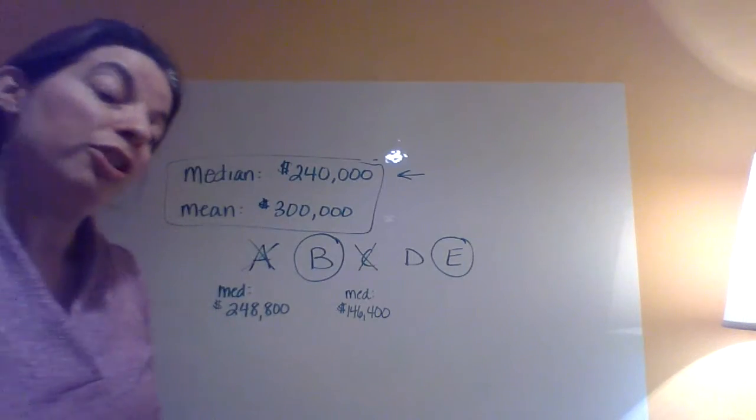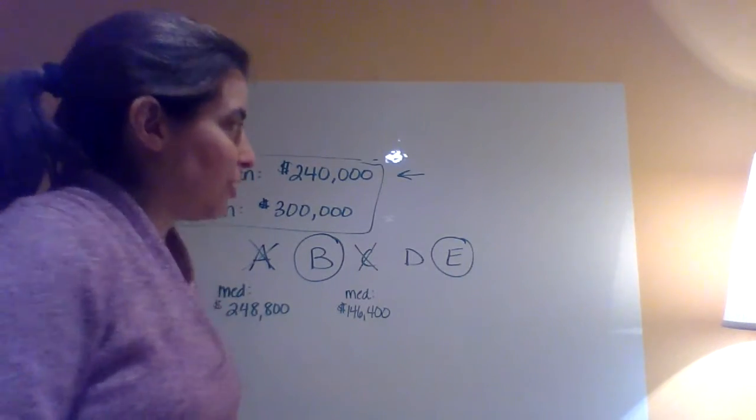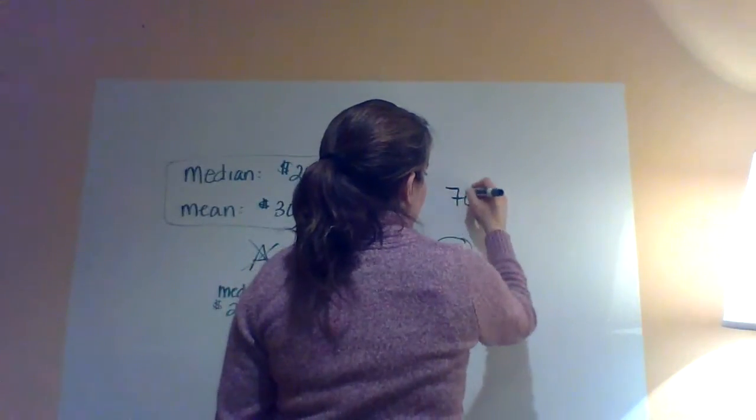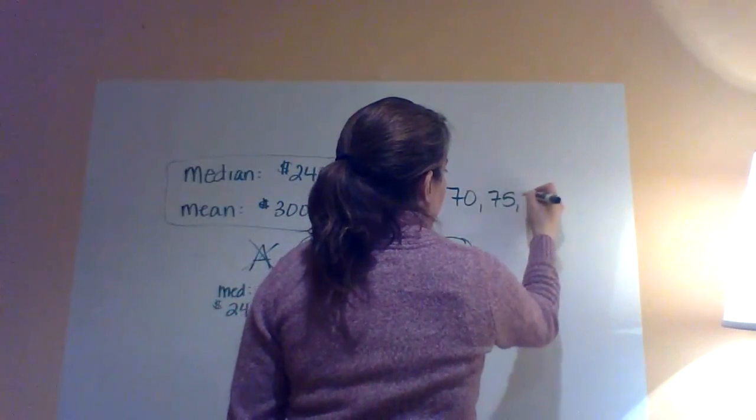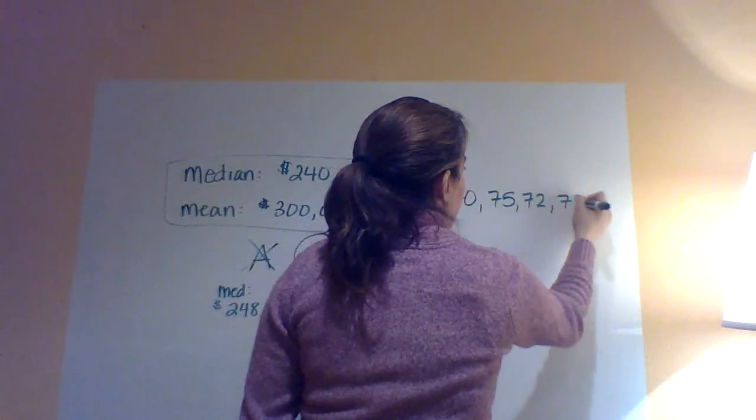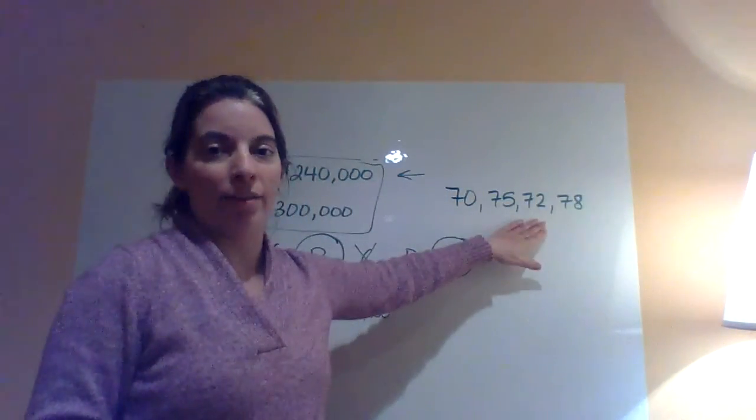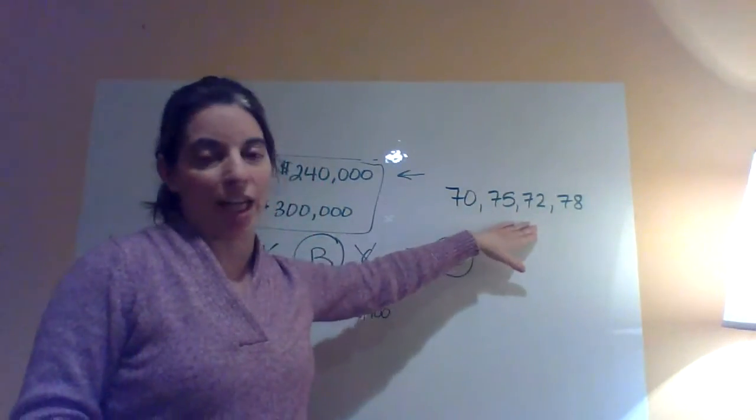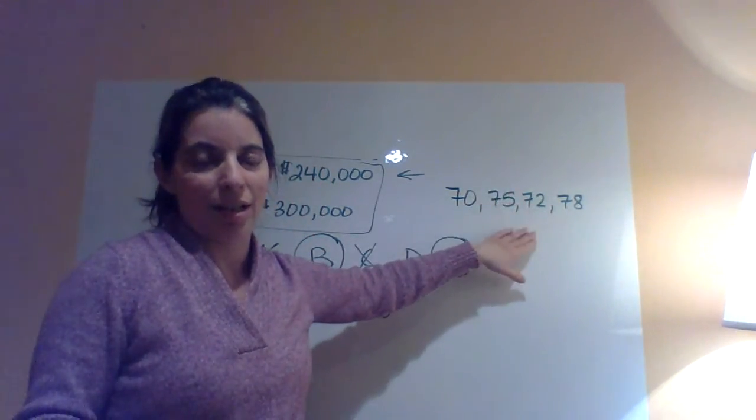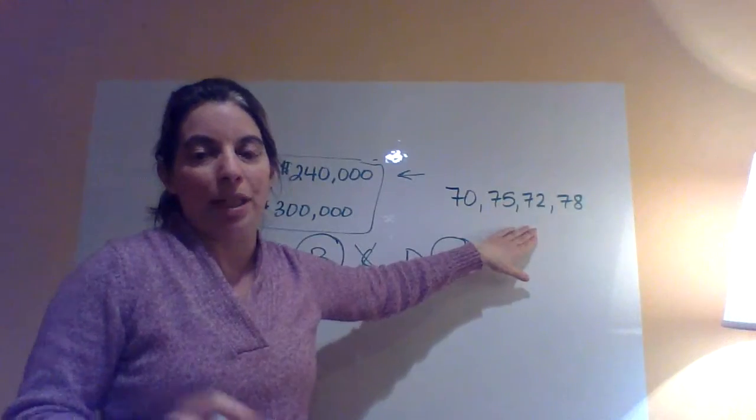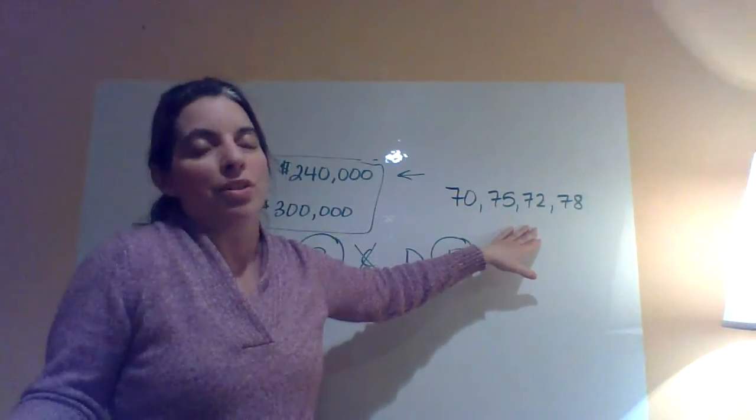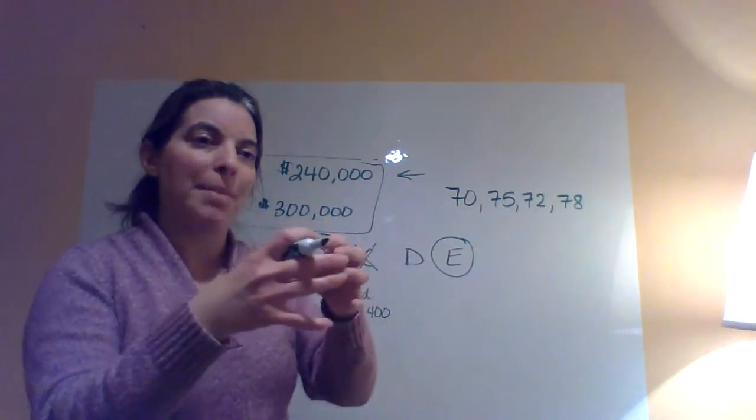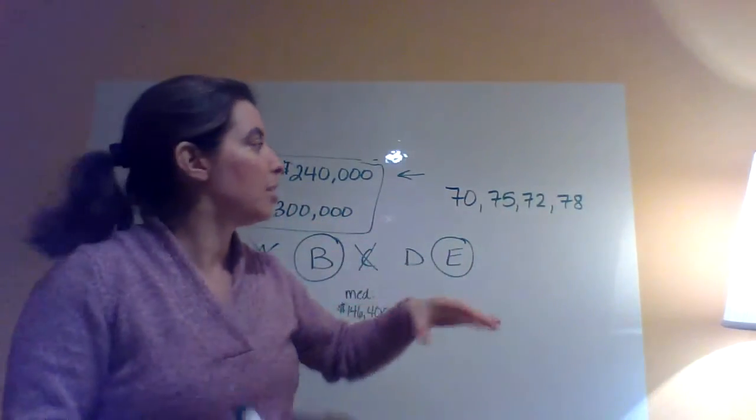Okay, so if you aren't sure yet, let me give you this little hint. Let's say that someone has these test grades in my class. Their test grades are 70, 75, 72, and 78. These are the only test grades. Can their test average be a 90? Well, of course not, right? It doesn't make sense. Why is that? Because your average is kind of the middle number within a set of numbers.